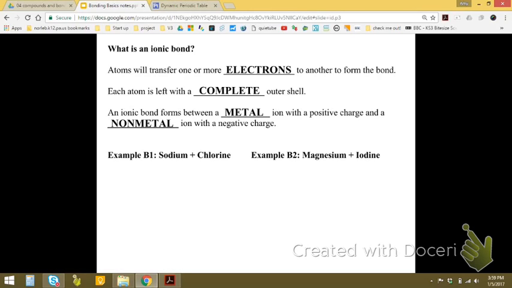So if we draw these, we'll use Lewis dot structures to draw these. We're taking a look first at sodium and chlorine. Sodium, as we've already said, has 1 valence electron. Chlorine, on the other hand, has 7.